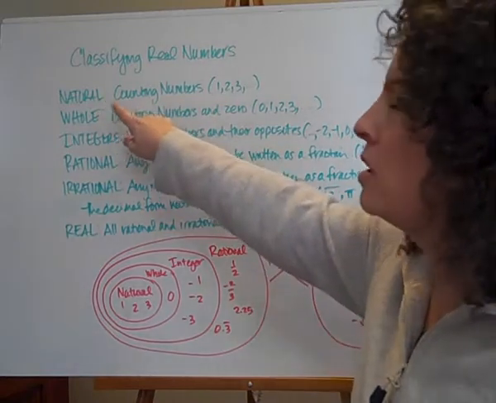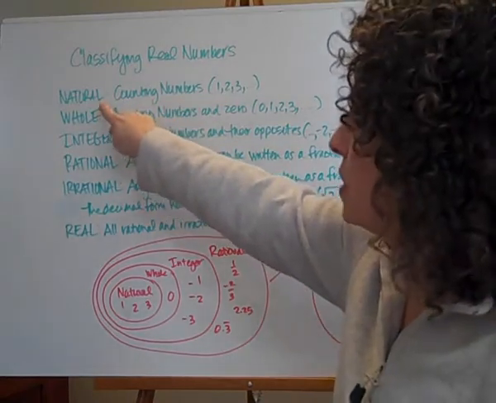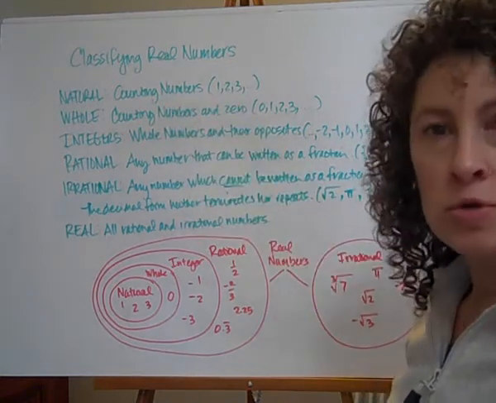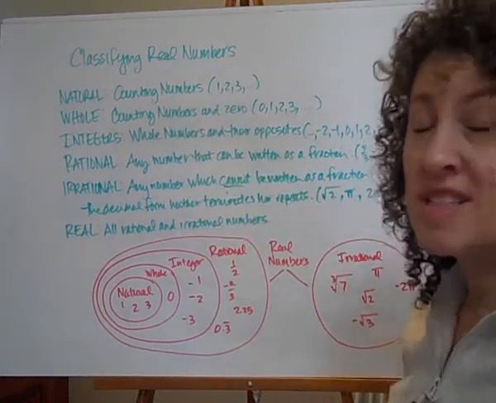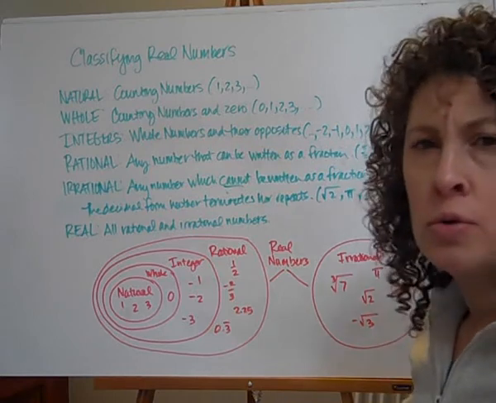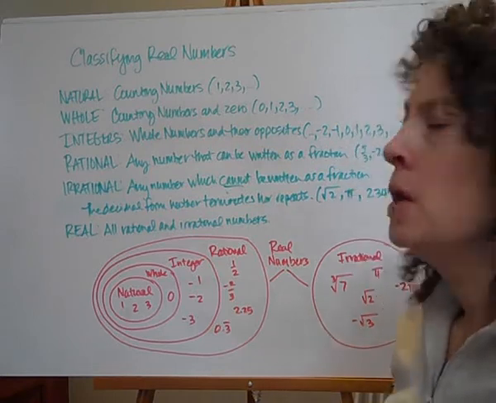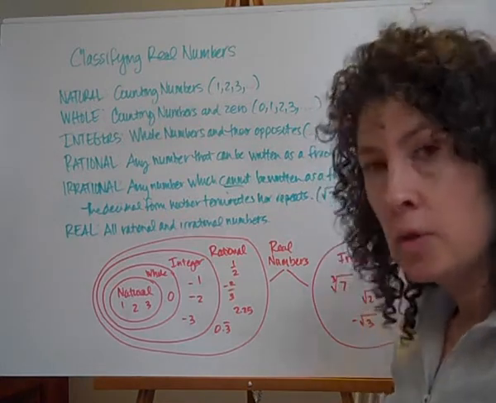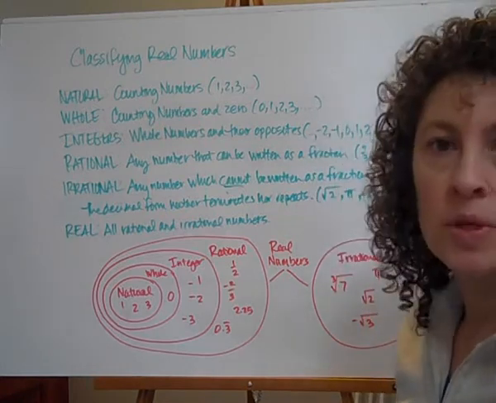So let's start with the smallest group that we have, which is called natural numbers. And these are your counting numbers. If you think about the numbers that you used when you started counting, either when you're watching Sesame Street, or in nursery school, or in preschool, or in kindergarten, we started with counting numbers. And if you think about when you're counting something, those are your counting numbers. And we generally start counting something with 1.